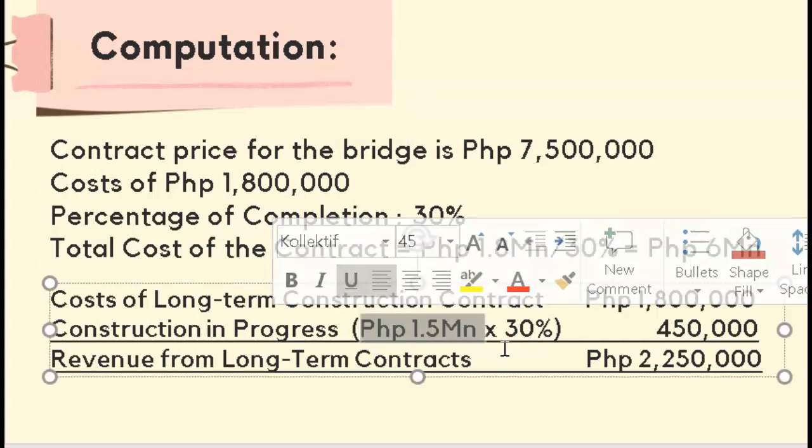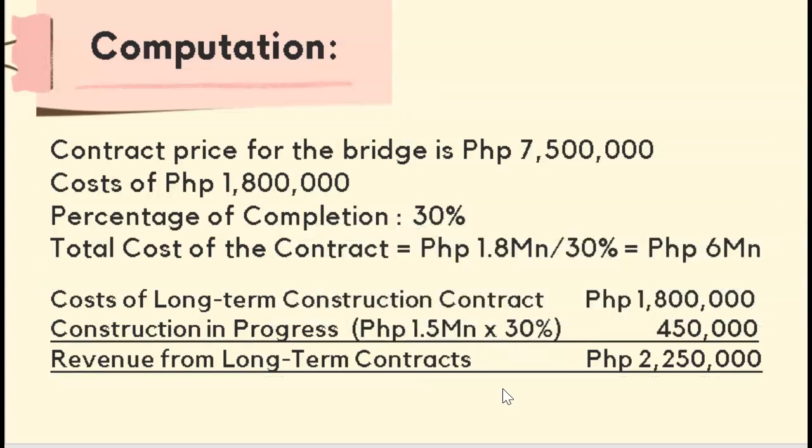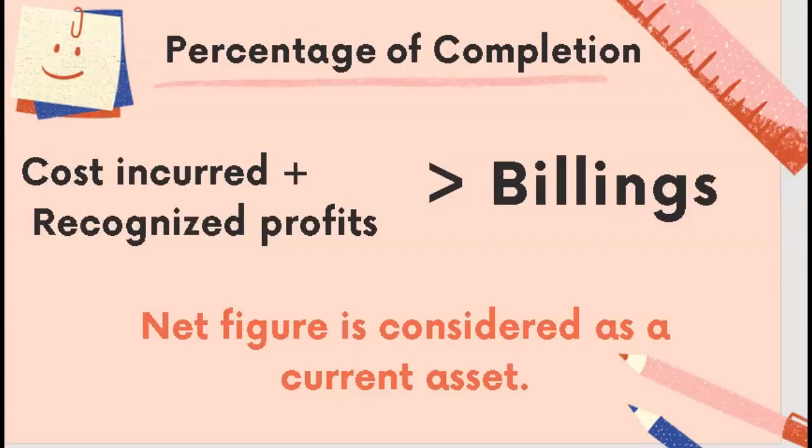Okay, so we will get the realized profit, which is 30% based on percentage of completion. So you will have 1.5 million multiplied by 30%, or 450,000 as realized profit. So for the year, the revenue from long-term contract is at 2.25 million.